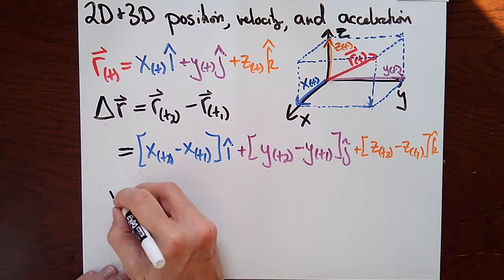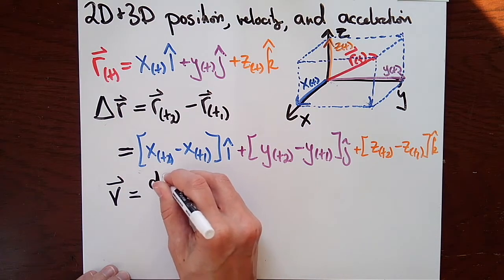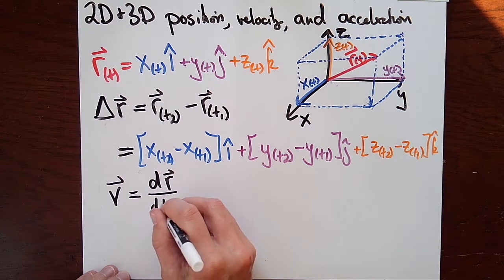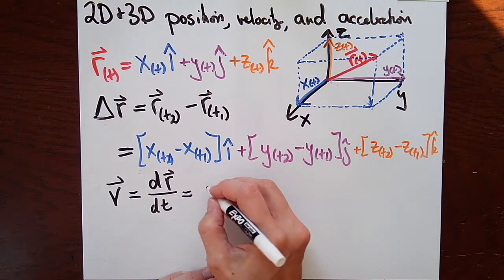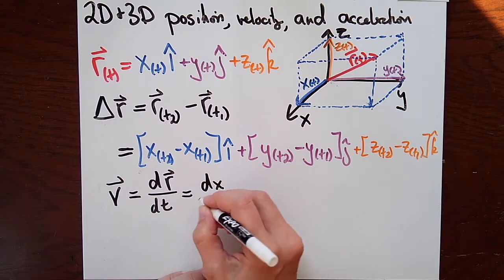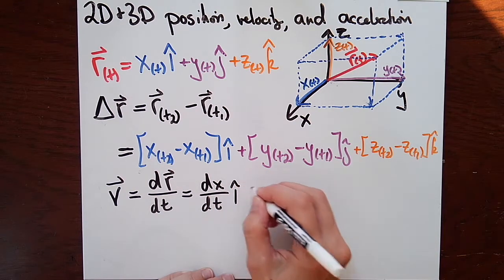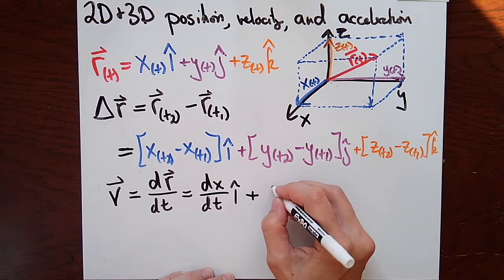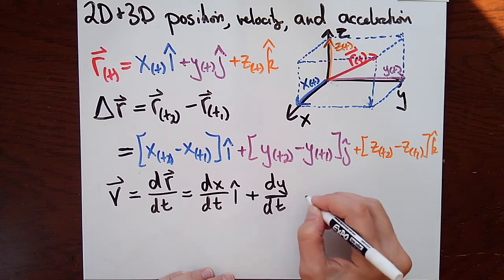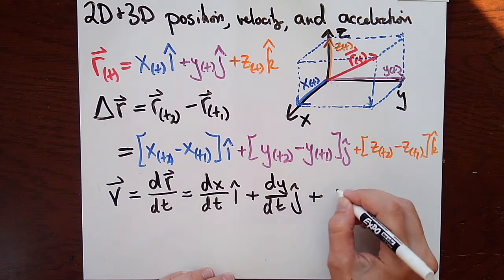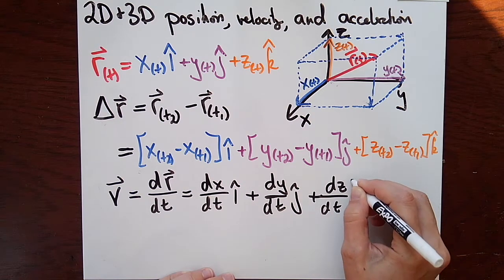So if you want to know the velocity in 3 dimensions, you take the derivative of the position with respect to time. And that will flip out into the derivative of the x part of the position in the x direction, using an I hat vector to denote that. The derivative of the y part of the position, that's of course in the y direction, and the derivative of the z part in the z direction.